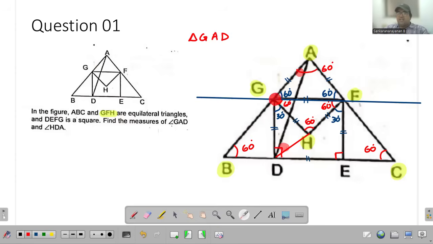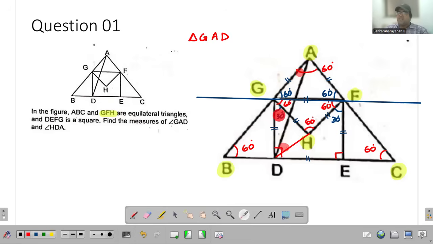G is located here, A is located here, and D is located here. Look at this triangle GAD. Don't you see that GA and GD are equal? The length is equal. Now, look at the angle here: 60 plus 60, 120 plus 30, 150. This total comes to 150. Pending is 30, right? 150 plus 30, 180. So in triangle GAD, the sum of all the internal angles is 180.